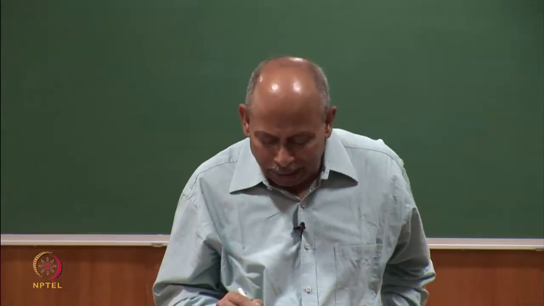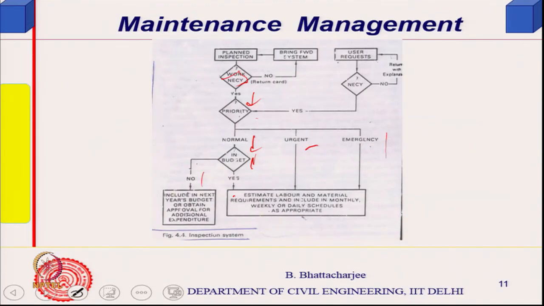If it is outside the budget, then no, leave it for the next year, because it may not be an emergency then. It may also happen that if the work is not necessary, you keep it for next year, and I will again inspect it.